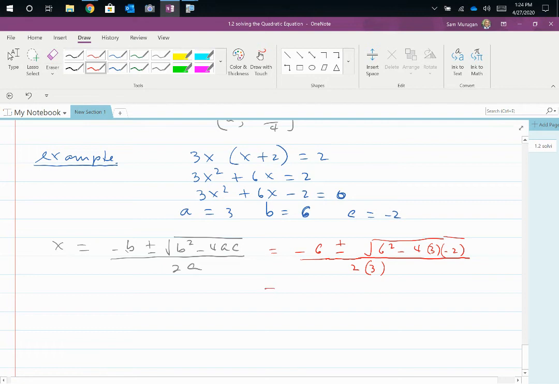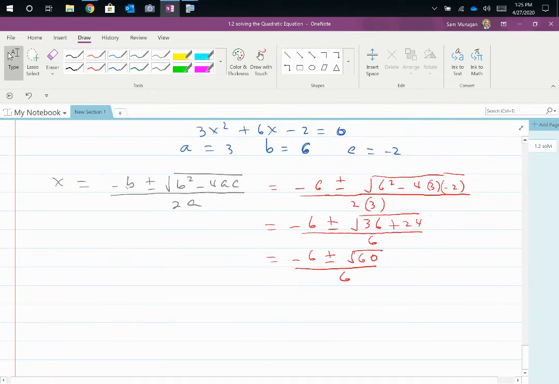So we've got negative 6 plus or minus 36. This is 4 threes are 12, 12 twos are 24 positive, over 6. So this is minus 6 plus or minus the square root of 60 over 6.